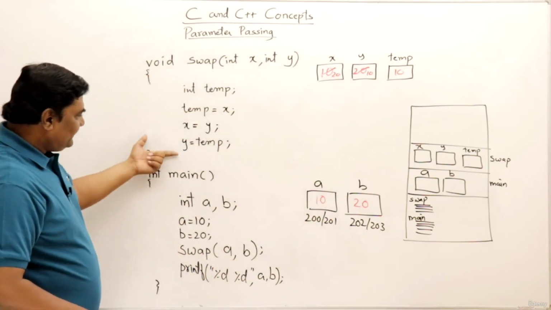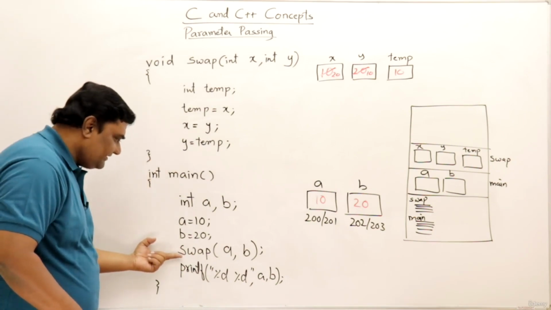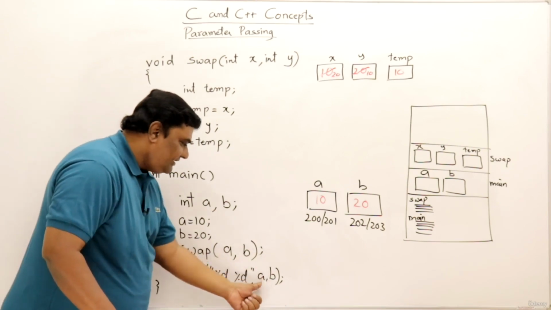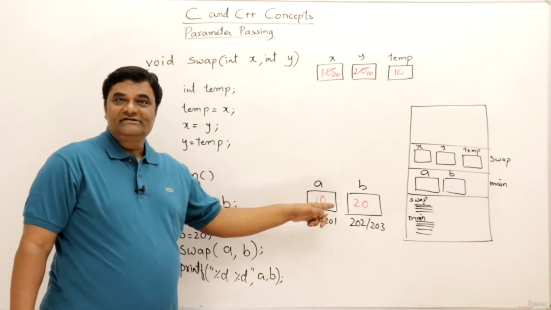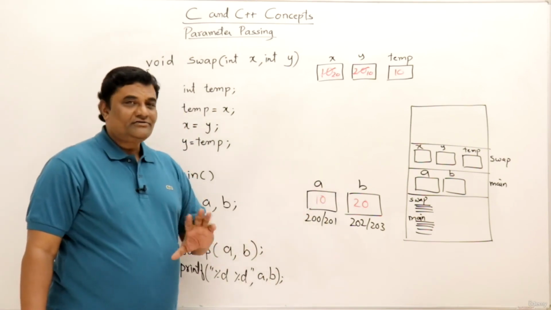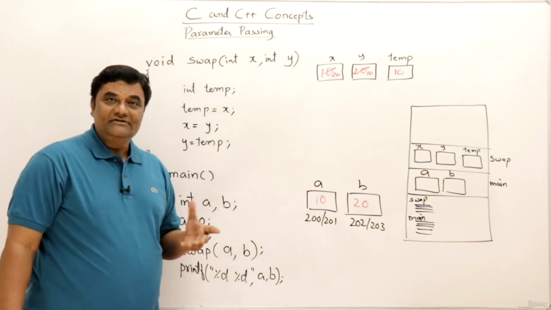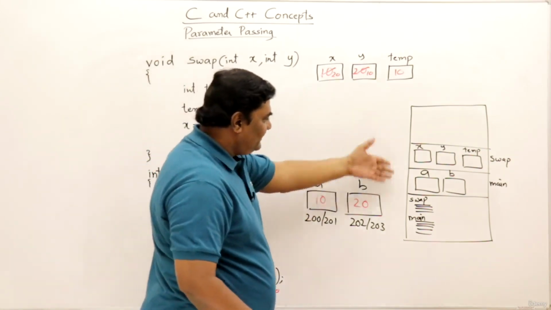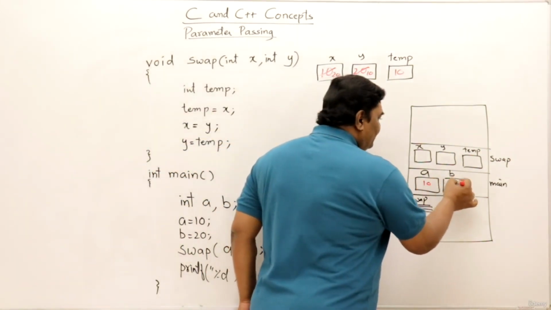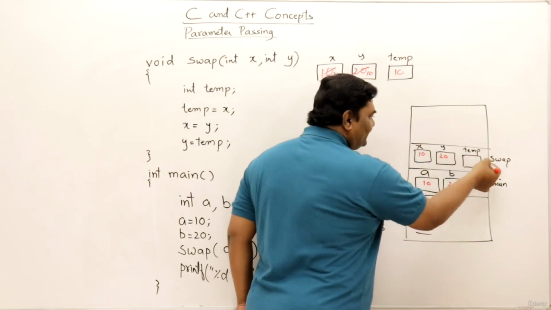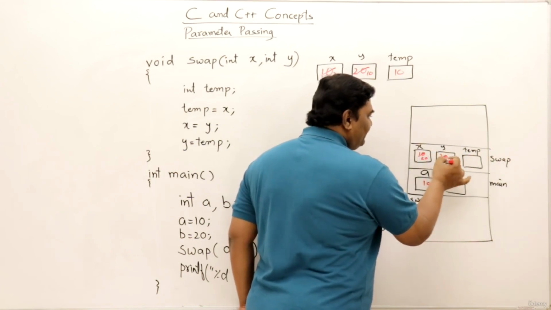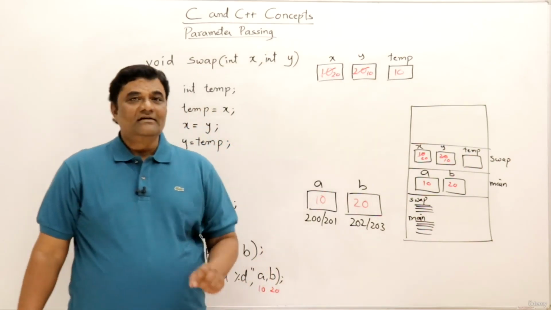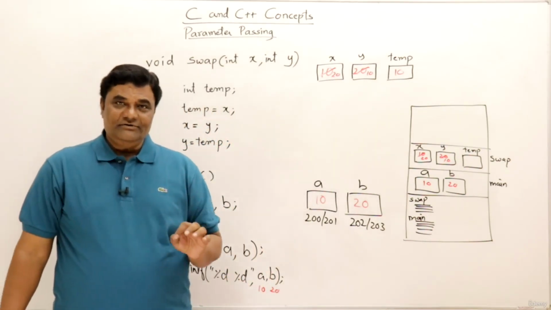When the function ends after this line and comes back here, there is nothing returned, it is void type, then print. So a and b are printed. What are the values still? 10 and 20. So these values are not swapped. I'll get the same values, 10 and 20. If you see here, these 10 and 20 were passed, and with the help of temp, this became 20 and this became 10. But the actual parameters are the same. So this is pass by value.